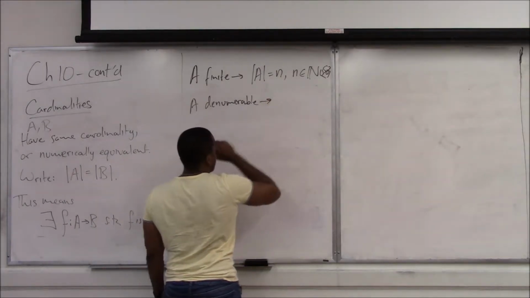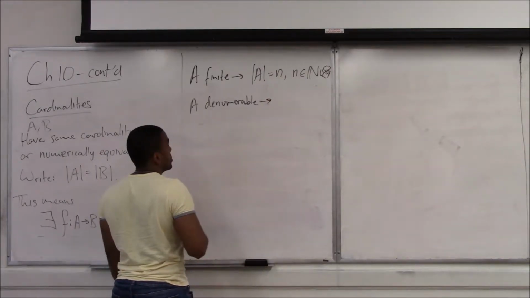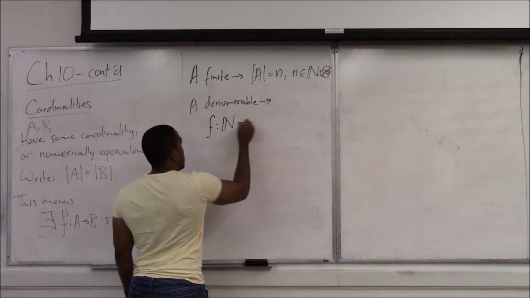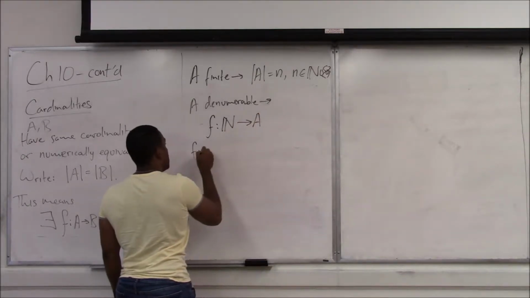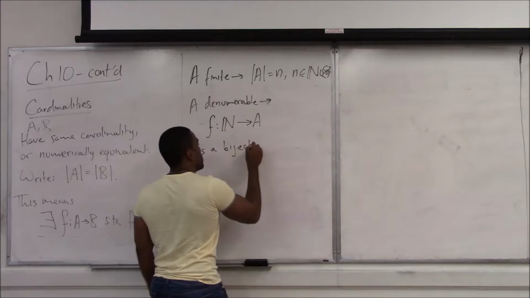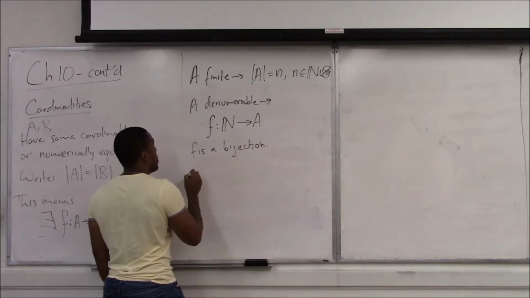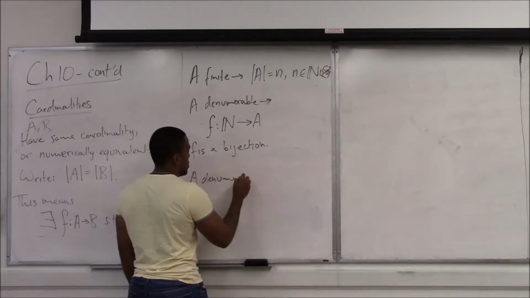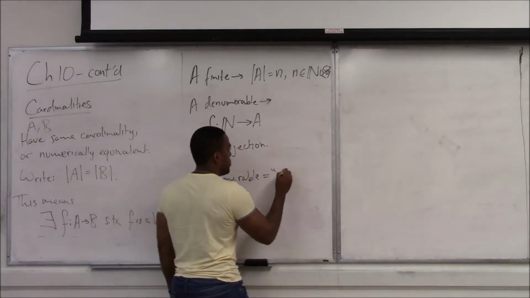Denumerable means, to say A is denumerable, what does that mean? Countably infinite. Define it. It's an infinite set. There's a bijection between A and N. There's a function f from N to A such that f is a bijection. So we say A is denumerable, which means countably infinite.